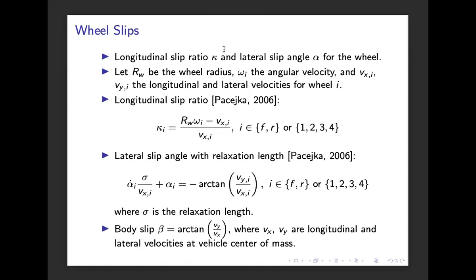And then we also have the so-called body slip. That is something that we measure at the vehicle center of mass, and it's essentially a relation between the lateral velocity and the longitudinal velocity. So if we don't have any lateral velocity, then the body slip will be zero. And the more we are moving along the lateral direction in relation to the longitudinal direction, the higher this body slip value will be.